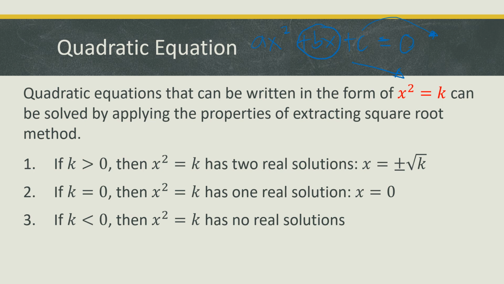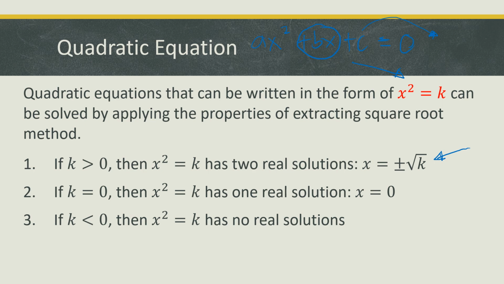So there are three guides for us to know the solutions of this x squared equals k form. The first one is if k is greater than 0, then the x squared equals k form has two real solutions, and those are x is equal to the positive square root of the given k, and the other one is x is equal to the negative square root of the given k.